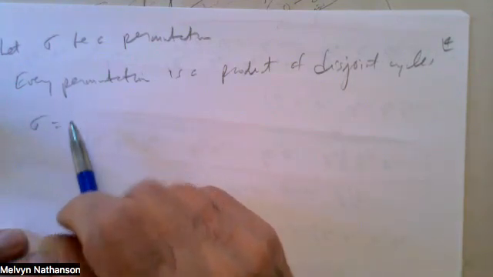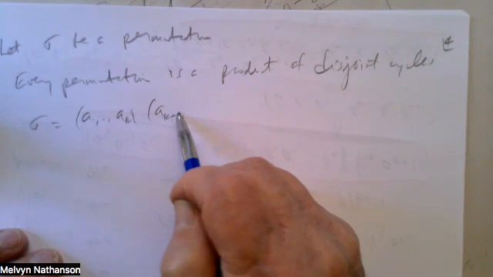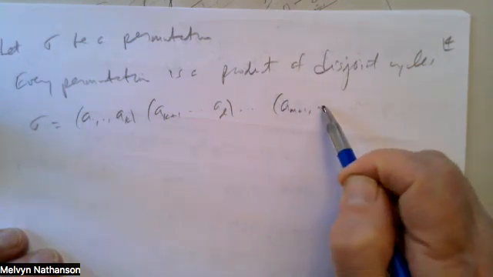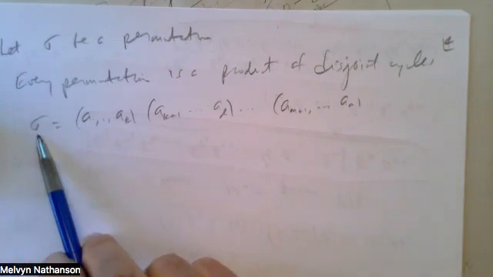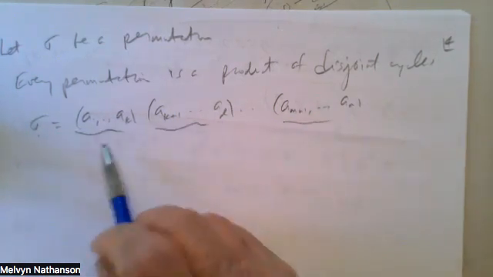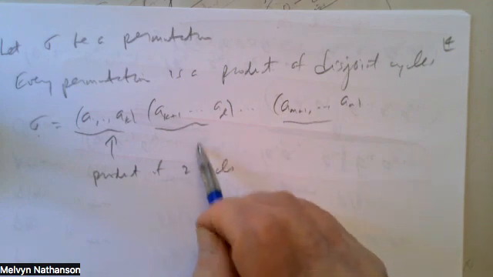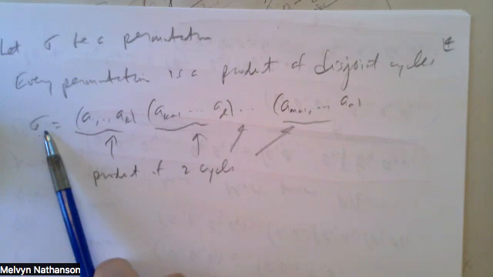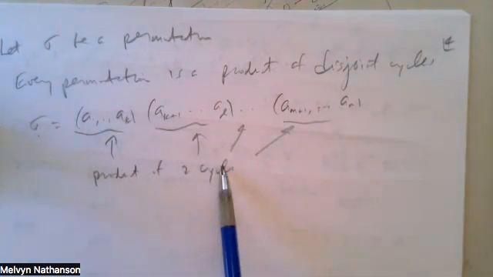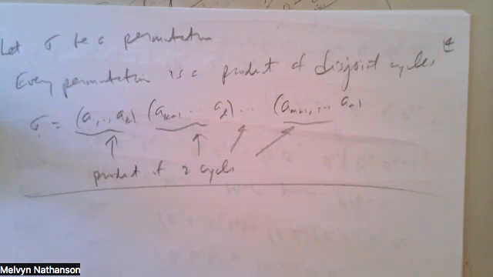So we can write sigma as some cycle, a1 up to a sub k, times another cycle, let's say a(k+1) up to a sub l, and so forth. You have a whole series of cycles, say a(m+1) up to a(n). So you can write every permutation sigma as a product of pairwise disjoint cycles. So these are cycles, and each of these is a product of two cycles. So you take your permutation sigma, you write it as a product of disjoint cycles, and we just proved that every cycle is a product of two cycles. So here we have two cycles, here we have two cycles, here we have two cycles, and so on. So that's the end of the proof.